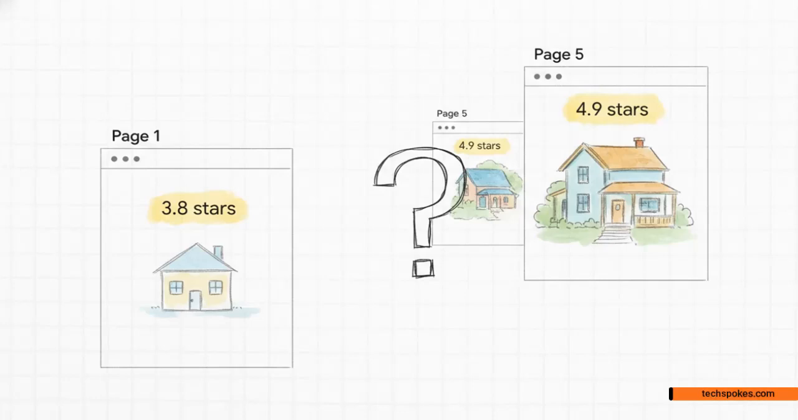The OTAs know this. They use this data as a primary ranking signal. And yet, on most direct booking sites, a 4.9-star property could be sitting on page 5, while a 3.8-star property is right there on page 1. It makes no sense at all.